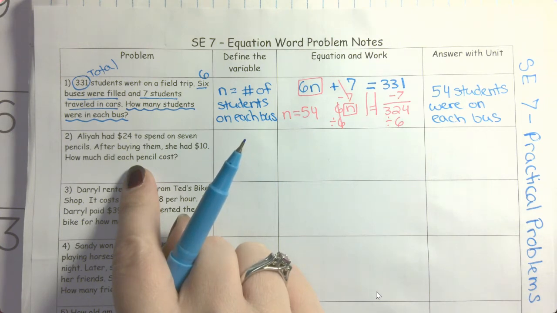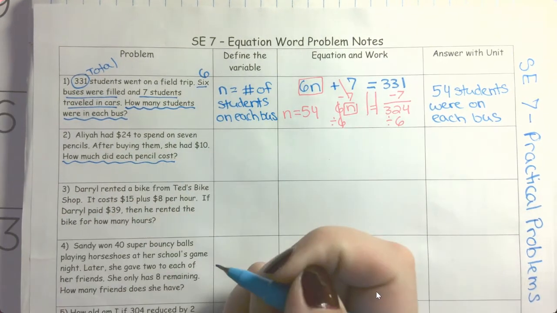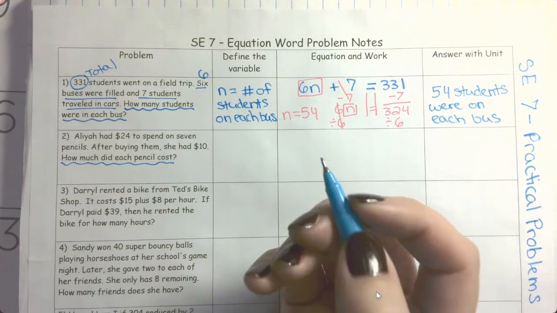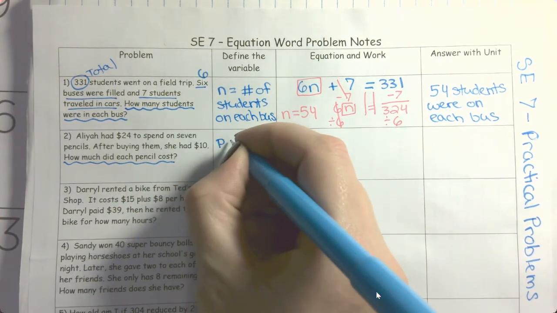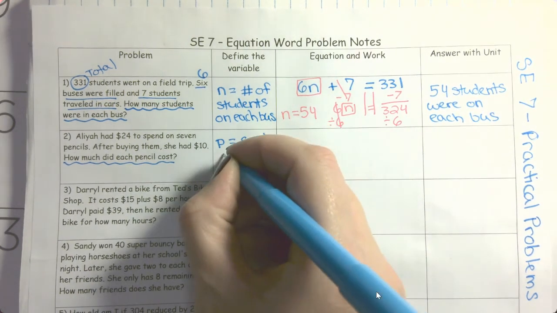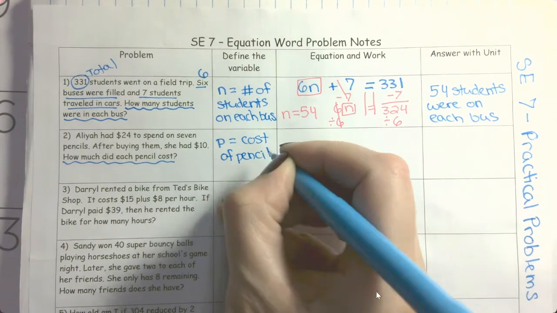Moving on to number 2, Aaliyah had $24 to spend on 7 pencils. After buying them, she had $10. How much did each pencil cost? So again, what I'm solving for is my variable. You could use C for cost, P for pencil. I'm going to use P for the price or cost of the pencil. You could use X for all of these if you want. It is up to you what you want your variable to be.